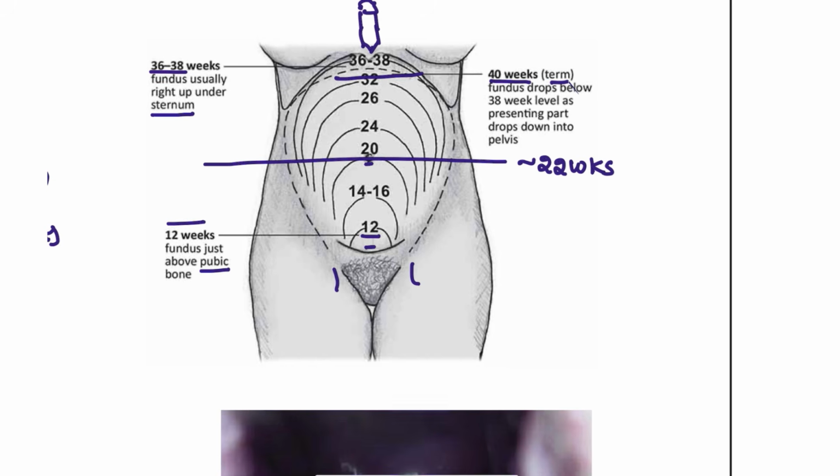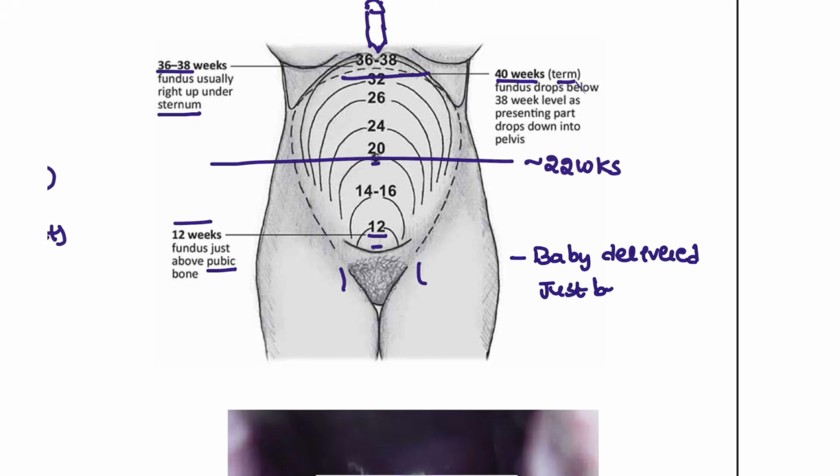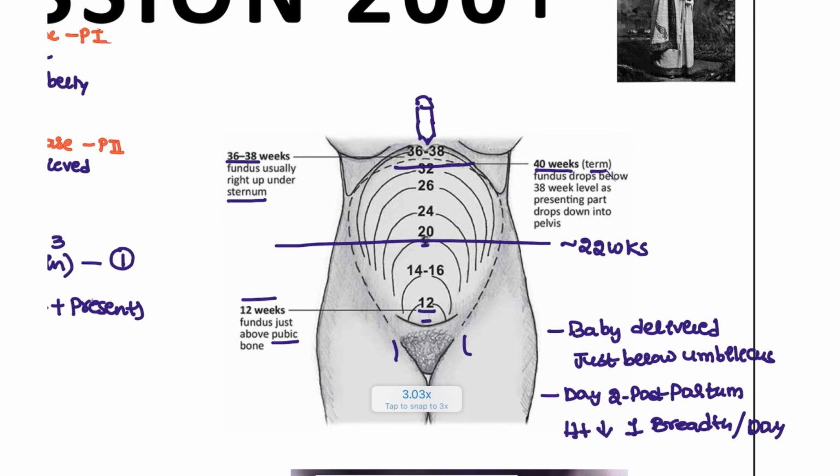So that is what happens on abdominal examination. And how about immediately after the delivery? For example, the baby is already delivered. What happens at this point? The fundus will come just below the umbilicus. And after that, from day 2 of the postpartum, the height of the uterus will decrease by 1 breadth per day. So this is how we calculate for the patient with abdominal examination, right?